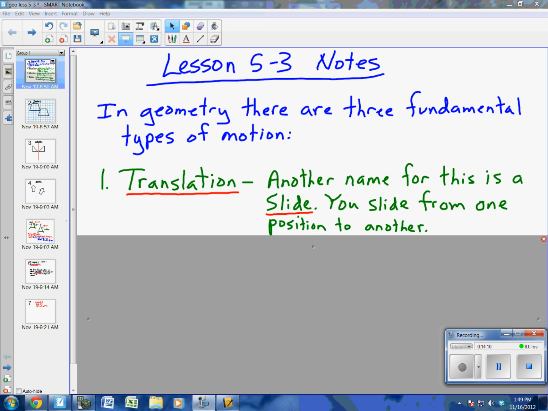Chris, do you need a notebook? You need a notebook. Do you not have one in your bag? Just stay here. I'll get you a piece of paper.